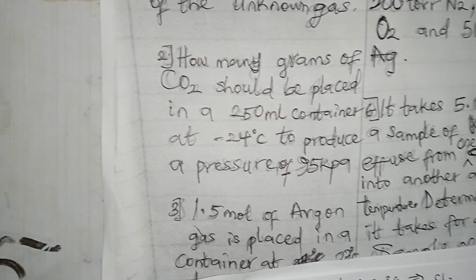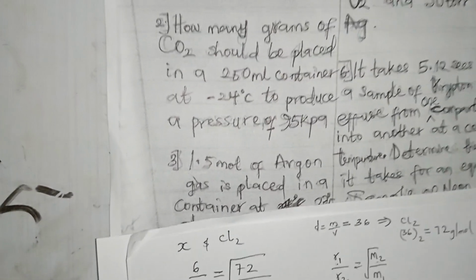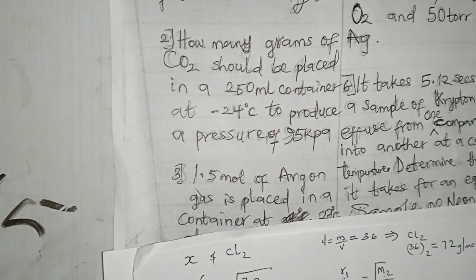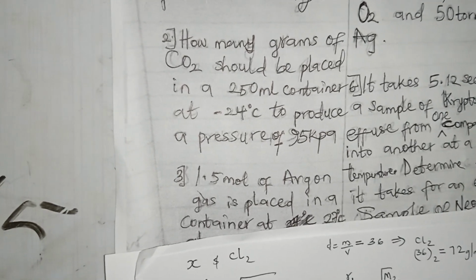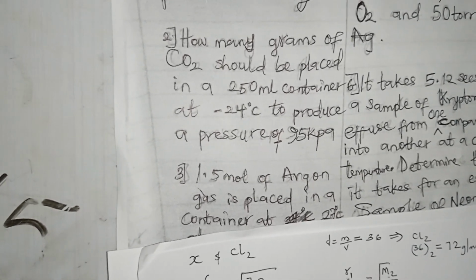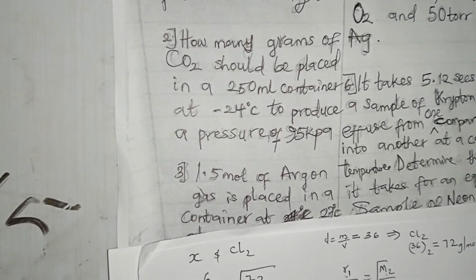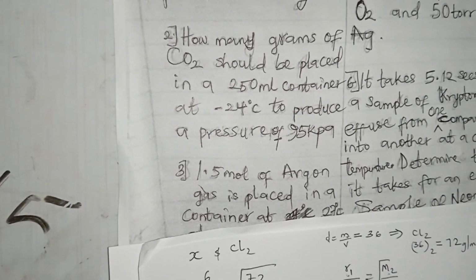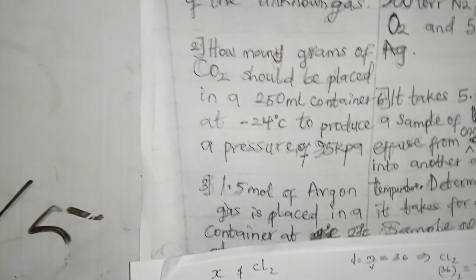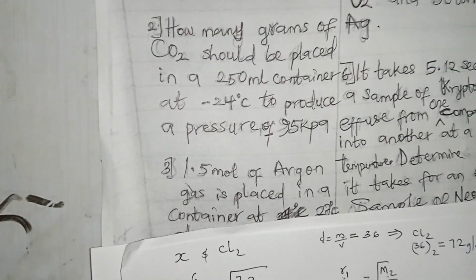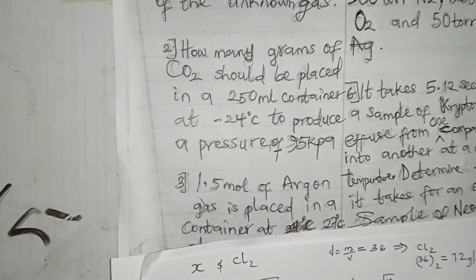Number two question says: how many grams of CO2, that is carbon IV oxide, should be placed in a 250 milliliter container at minus 24 degrees Celsius to produce a pressure of 95 kilopascal? That's the question.